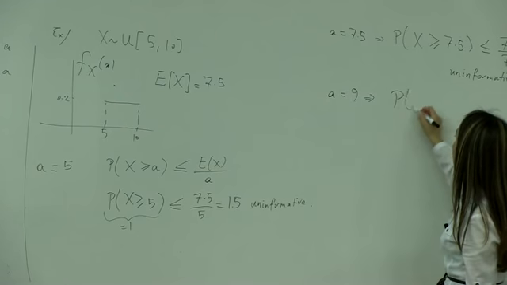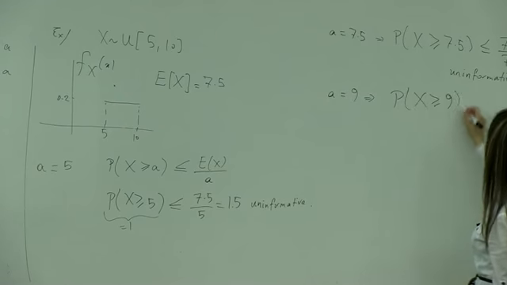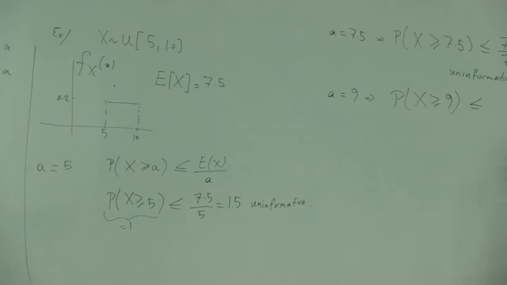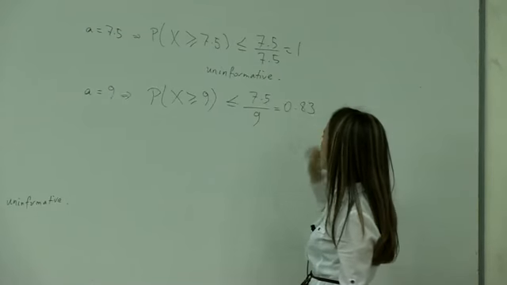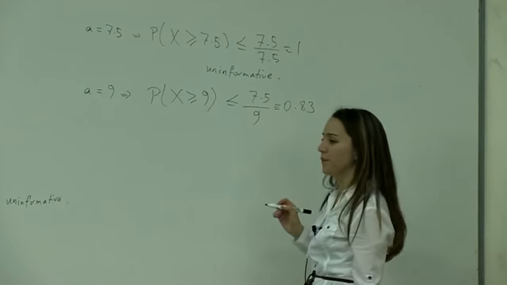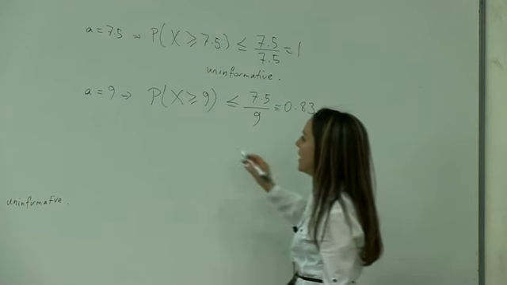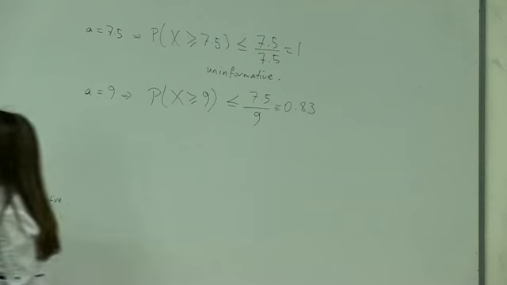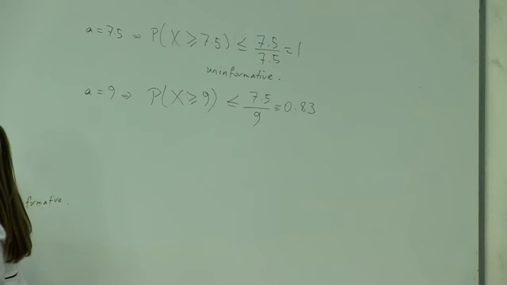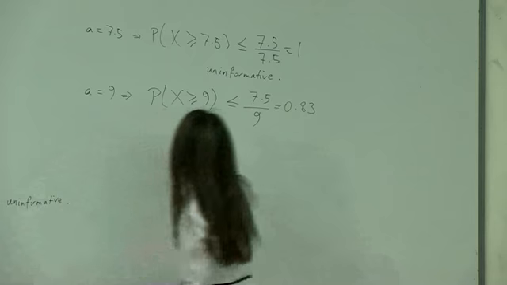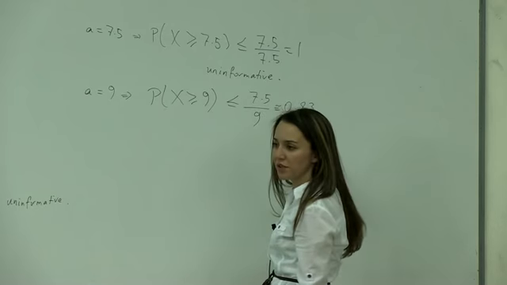Now, the probability that x is bigger than or equal to 9 is upper bounded by 7.5 divided by 9, is what our bound says. What is this? This is 0.83, roughly. Okay. So the probability that x exceeds 9 is not more than 0.83 is what it says.